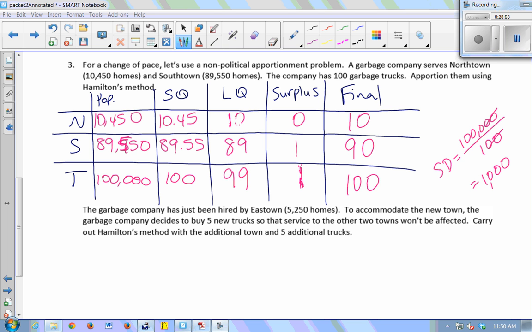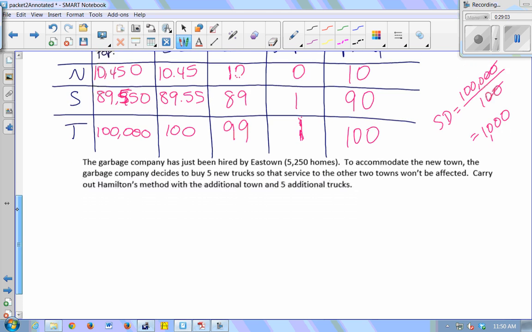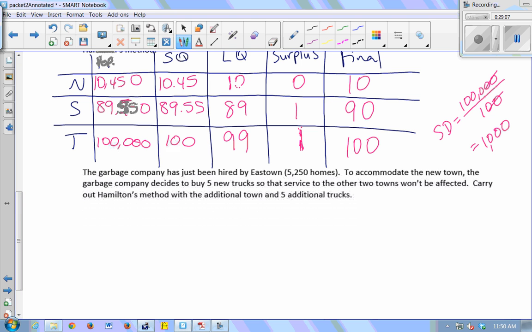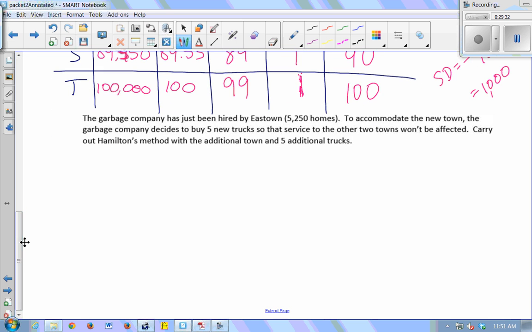Okay, feels completely reasonable so far, right? All right, so now the garbage company has just been hired by a third town, Easttown, that has 5,250 homes. So to accommodate the new town, the garbage company says, okay, we send about a truck per 1,000 people, so we'll buy 5 new trucks. And that means that service to the other towns shouldn't be affected. But when we carry out Hamilton's method with the additional town and the additional 5 trucks, now I have Northtown, Southtown, Easttown, total.